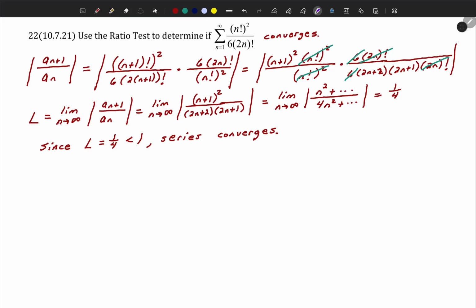Now, what the ratio test says is that if this limit as n approaches infinity of the a sub n plus first term over the a sub nth term is less than 1, that's evidence that your series converges. If it's greater than 1, it diverges, and if it's equal to 1, your ratio test is inconclusive. In this case, it's definitely conclusive. I can say since the limiting value L was 1/4 and that's less than 1, this series converges. Final answer.